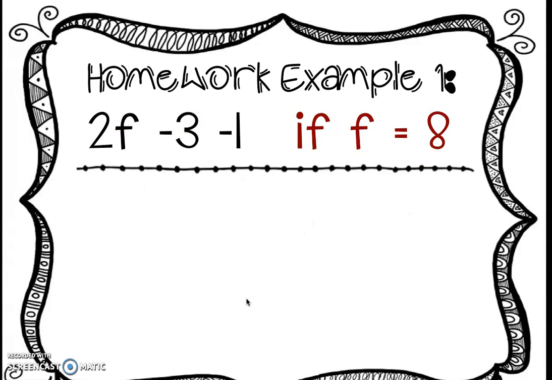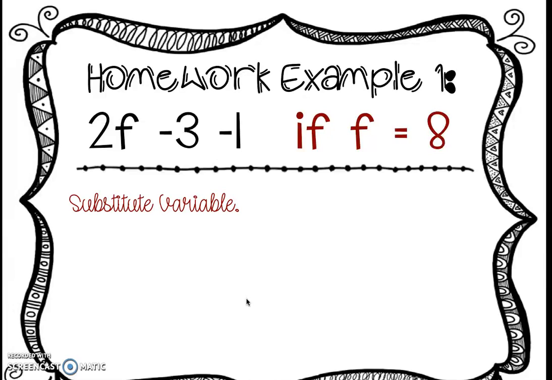So let's go ahead and take a look at homework example number 1. It says 2f minus 3 minus 1 if f equals 8. So the very first thing you're going to do is to substitute the variable. It tells us that we want to make f equal 8. So everywhere we see an f in the expression, we're going to substitute it with the number 8.